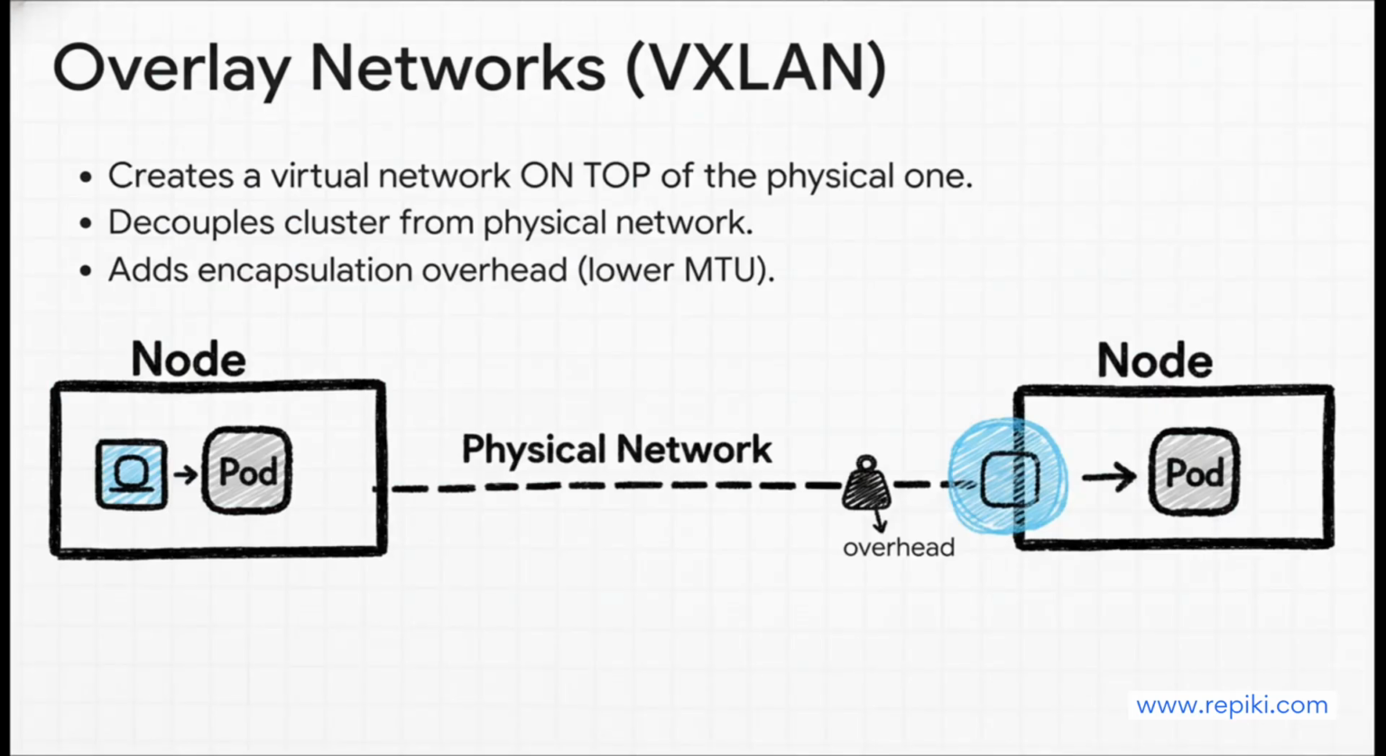Overlay networks are super popular because they're easy. They just work pretty much anywhere. They basically wrap up the pod's network traffic inside another packet. Think of it like putting a letter inside another, bigger envelope. The physical network just delivers the outer envelope. It doesn't need to know or care what's inside. The only downside is a tiny performance hit from that extra wrapping, which we call encapsulation overhead.